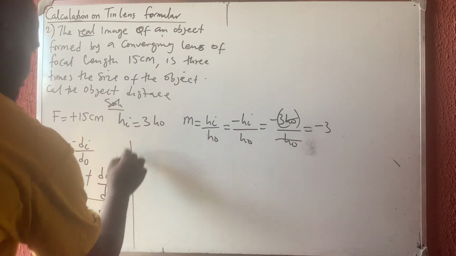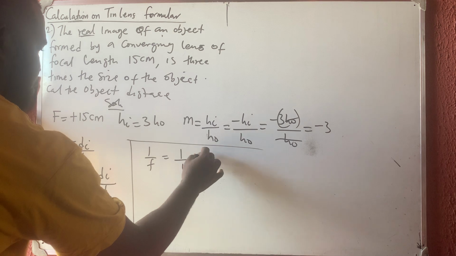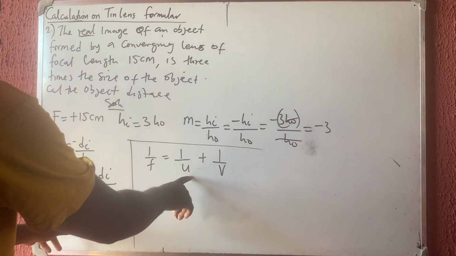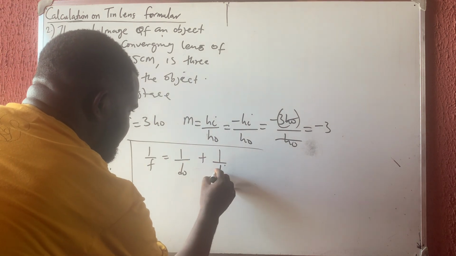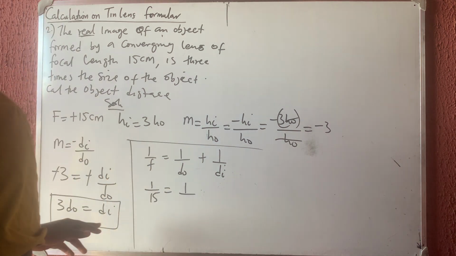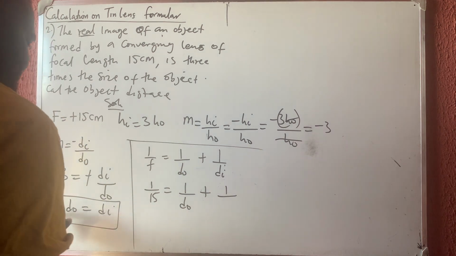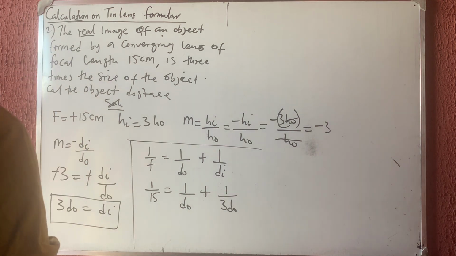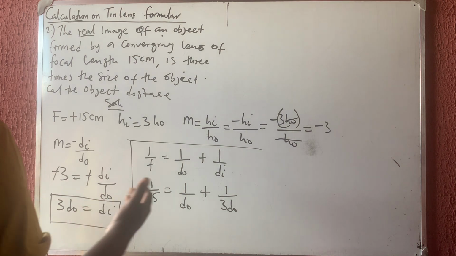How do you calculate your DO? Using the formula, you know that 1 over F is equal to 1 over U plus 1 over V, where your DO is your U, and then DI. So 1 over 15 is equal to 1 over DO, which is what I'm looking for, plus 1 over DI, which is 3DO. If you do your math, multiply everybody by the LCM of the denominator, which is simply 15DO.